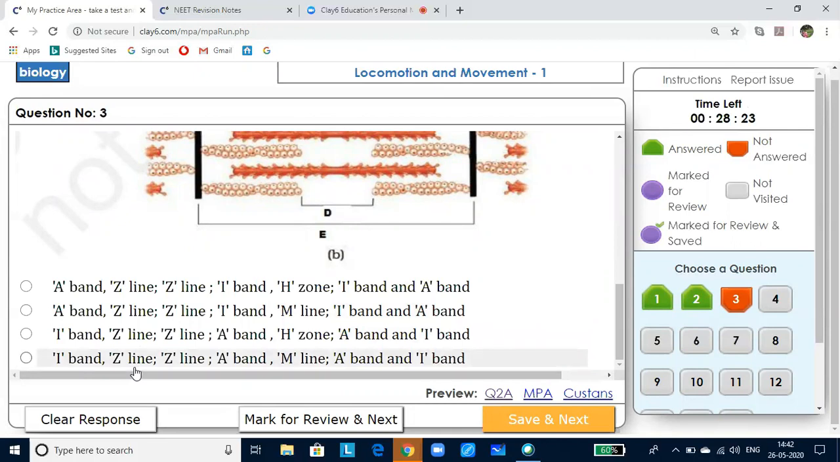I band, Z line, I band, Z line, A band, M line. M line is more important. So if you look at these two things, the only difference will be in the M band. So we have to look very carefully at the choices and then click the correct one.